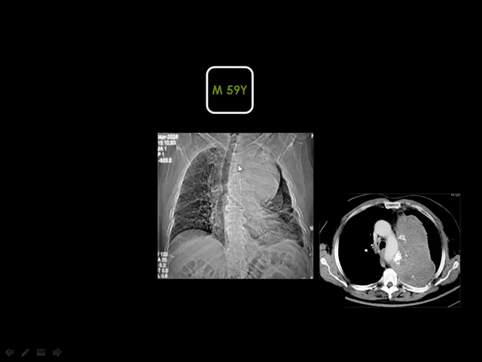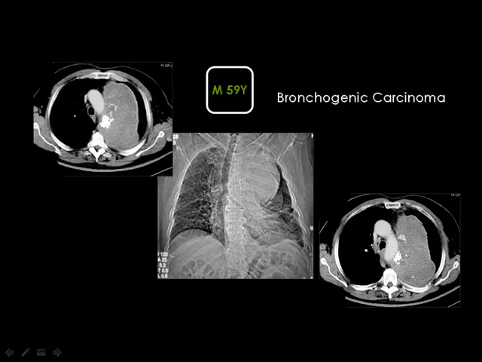Then look at this mass also. There is a mass in the apex of the left lung. By CT, you see the solid nature of the lesion and the presence of calcium. Then you are dealing with bronchogenic carcinoma.